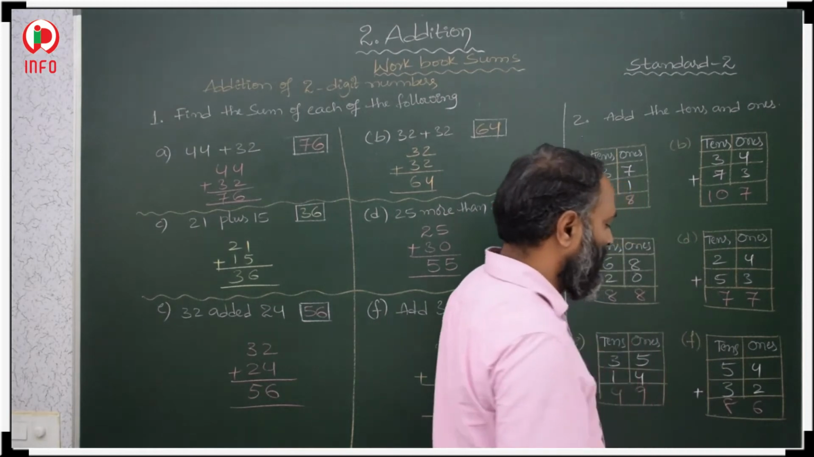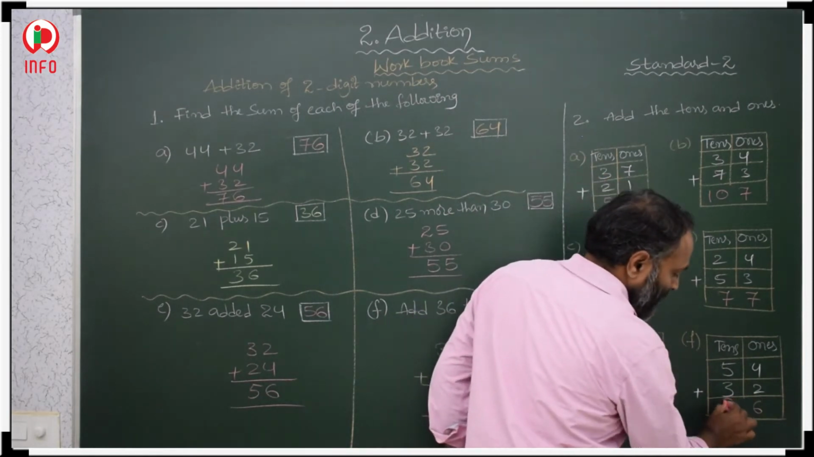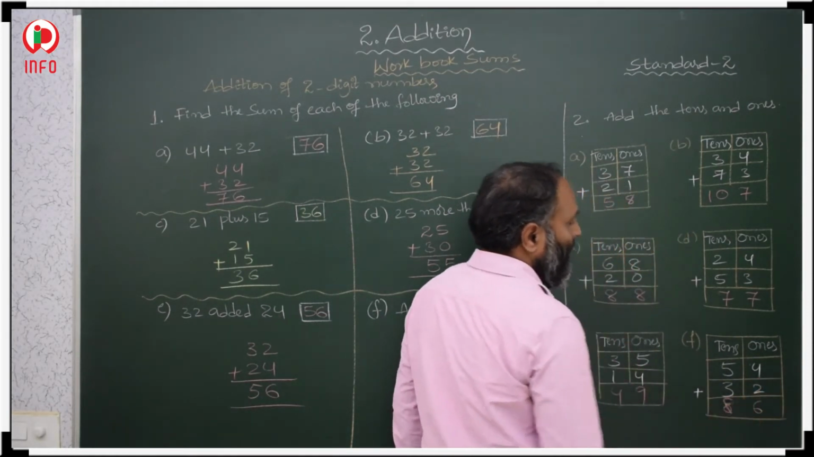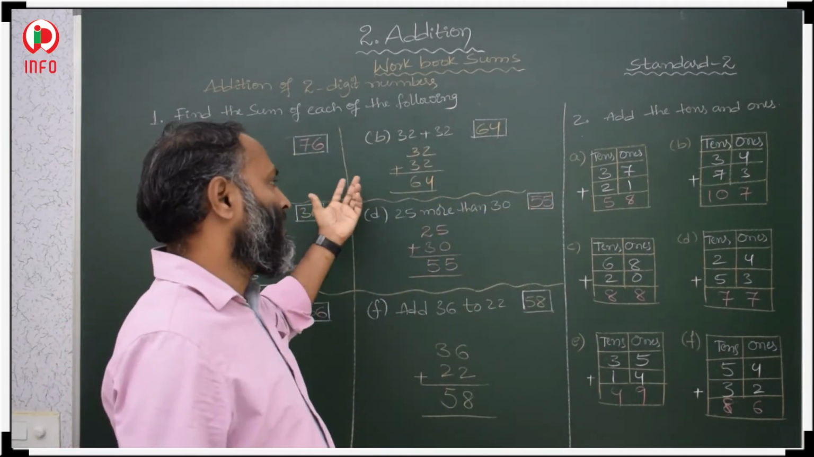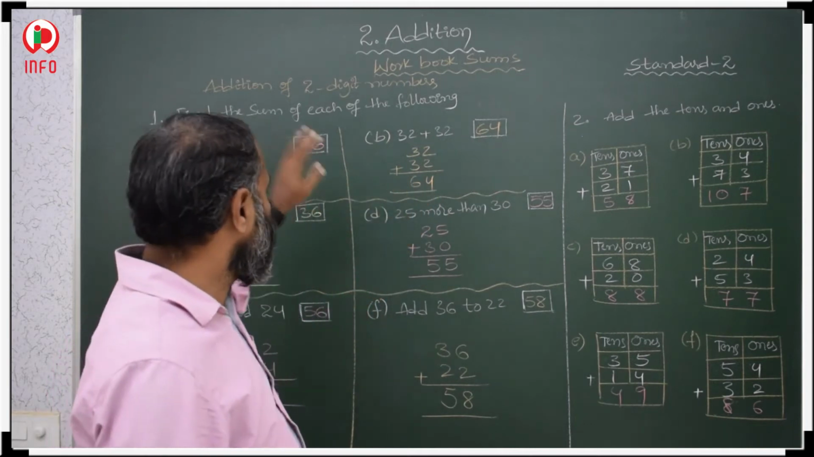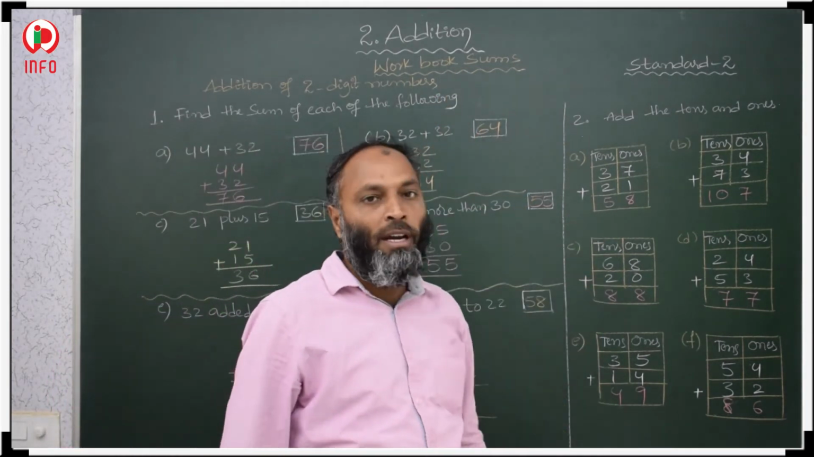86. This is the way of addition. In both cases, here we added tens and ones. Here also, addition of tens and ones only. So we have to do our addition in this way.